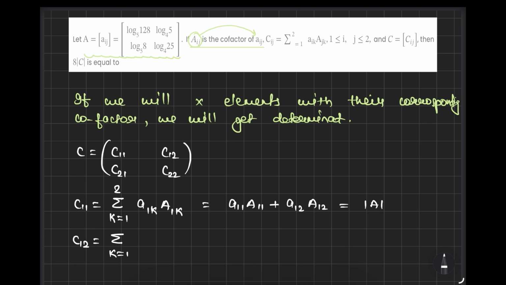Similarly, we will go with C12. Summation k starts from 1 to 2, and this is A1k and A2k. If you use 1, it will become A11, A21, A12, A22. If you observe, the element is different, the cofactor is different. Look at the subscript. Element and cofactor have the same lower subscript, no? So here you will get 0.